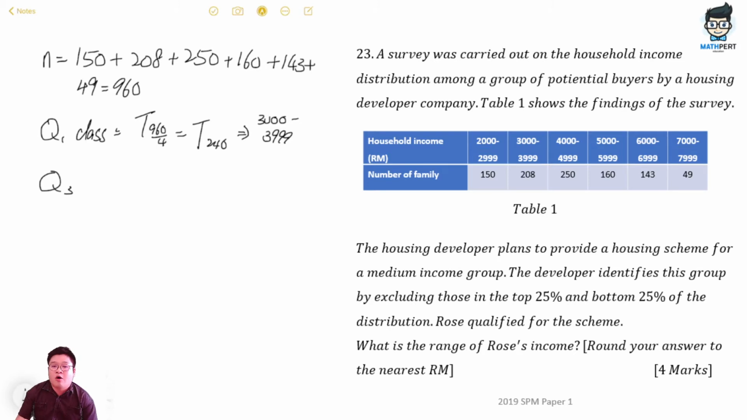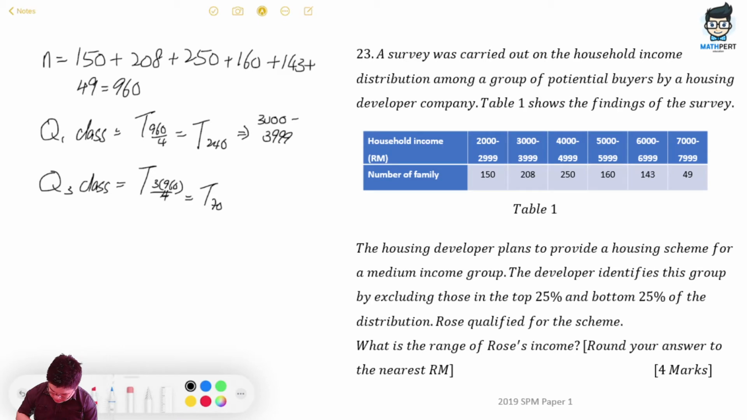Alright, so how about the Q3 class? Since we are looking for Q1 and Q3, first quartile and third quartile, we need to find out what the Q1 class is and what the Q3 class is. So Q3 class will be equal to 3 multiplied by 960 divided by 4. And this will be the 720th term.